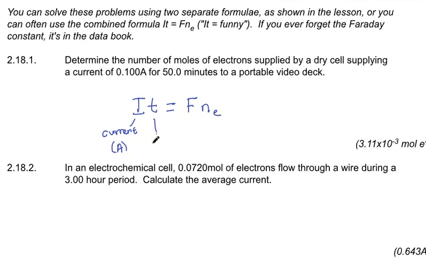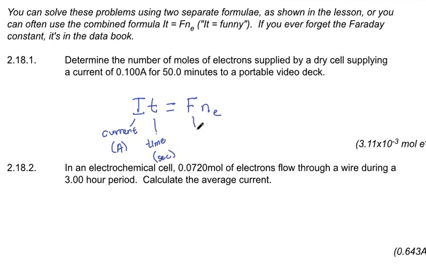The T is the time that passes with current flowing. And the time is always measured in seconds when you put it into this formula. So often in questions we will give you a time in minutes or hours. You'll have to convert it. Hours times 60 equals minutes. Minutes times 60 equals seconds. But it must be in seconds for this.